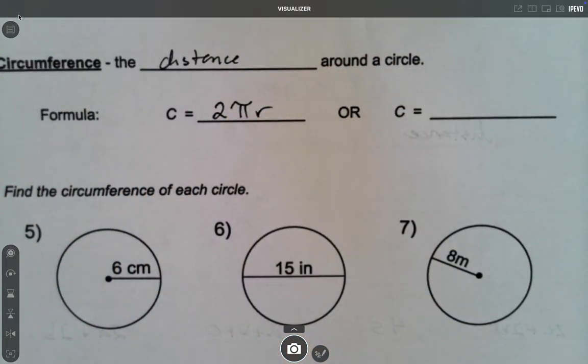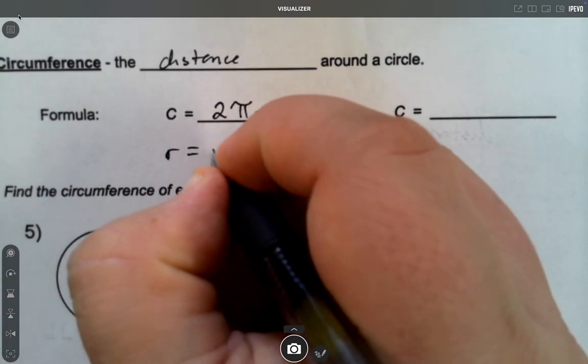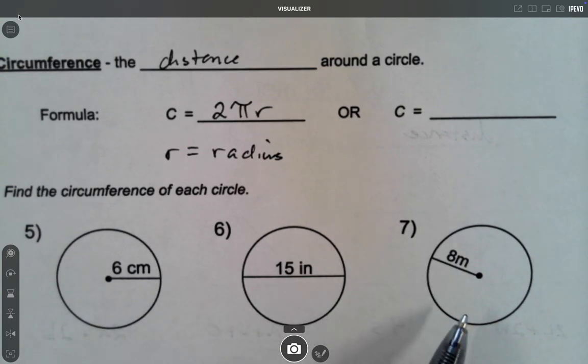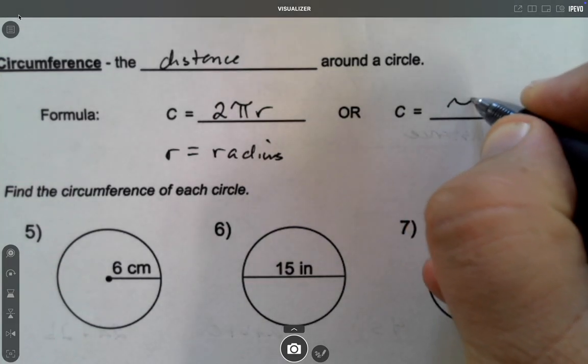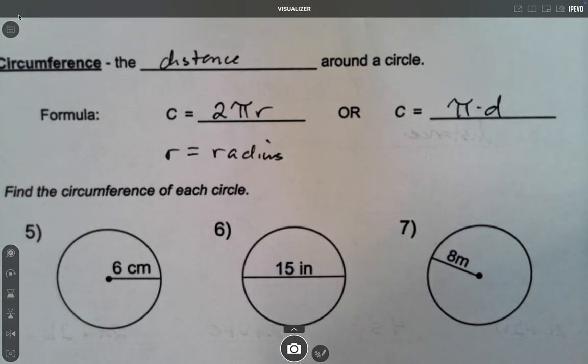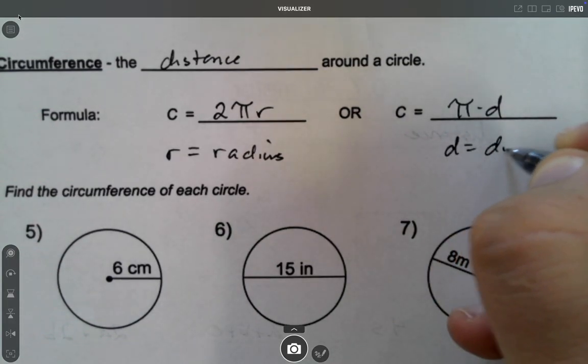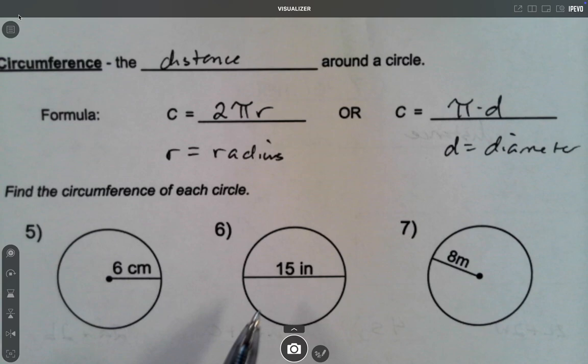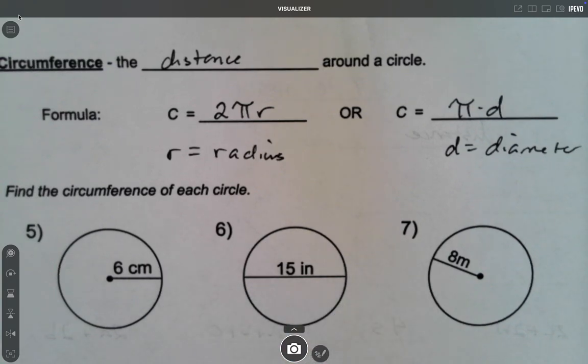And r stands for the radius. That's the distance from the center of the circle to the edge. So like what we see in number 5 and 7, those are showing the length of the radius. But you can also do circumference equals pi times the diameter. D is diameter, and the diameter is the distance across the circle, or the distance of a line segment that goes across the circle and passes through the center. So number 6 is a diameter that's given to us because it goes all the way across the circle.